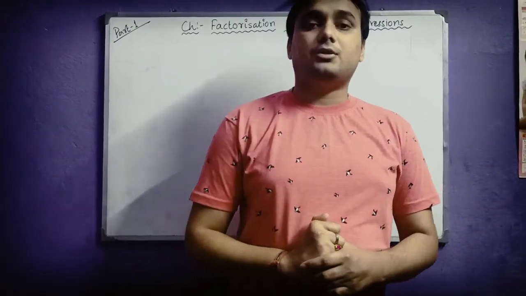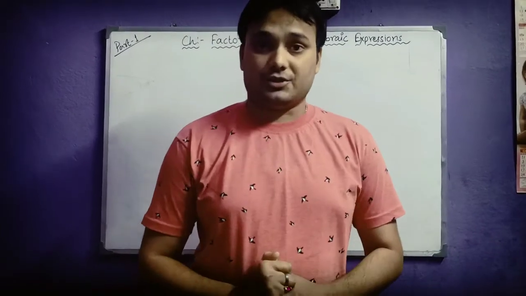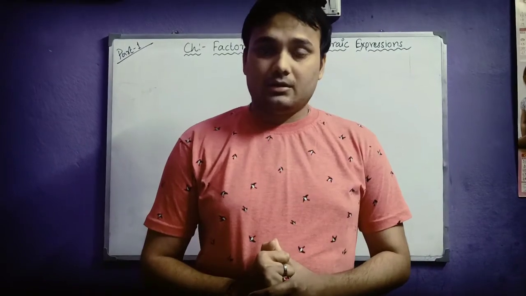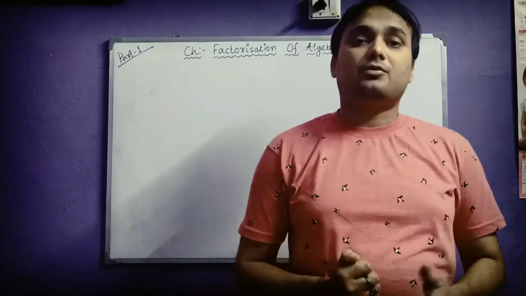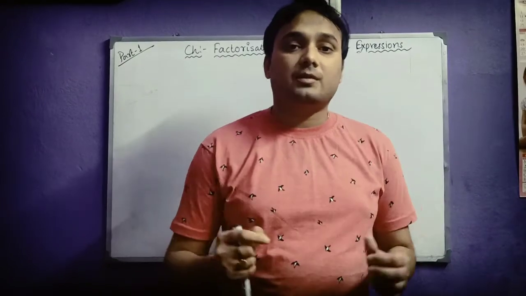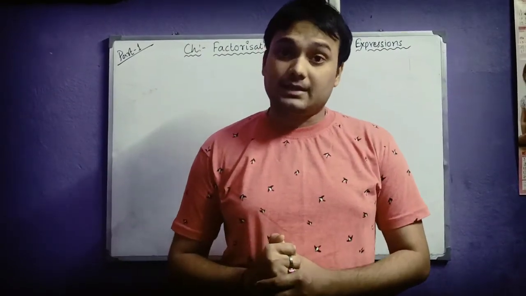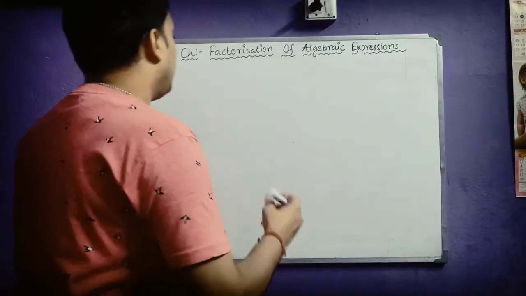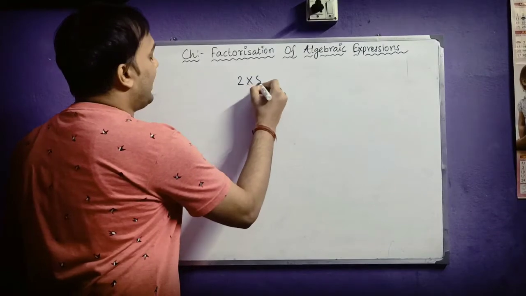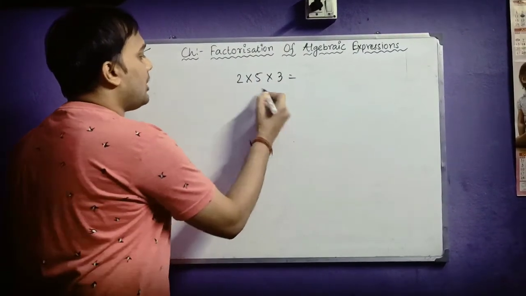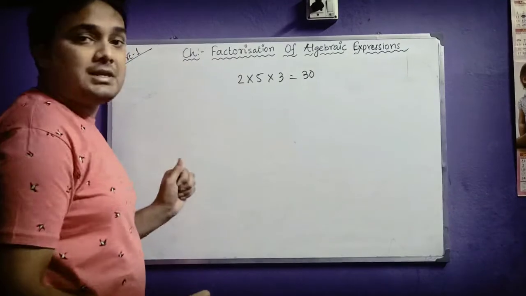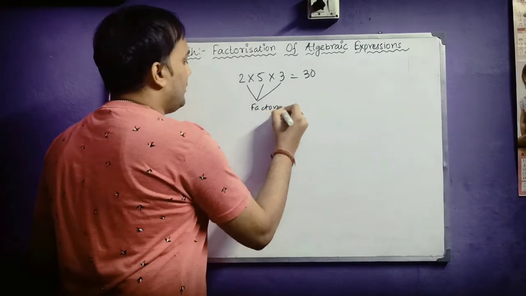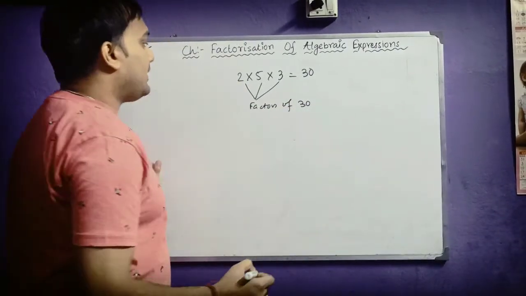But before that, we need to understand what is the meaning of factorization. When we multiply two numbers or three numbers, we get a product. So we can say that those numbers are the factors of the product. For example, if I take 2 into 5 into 3, that equals how much? 30. So we can say that 2, 5 and 3 are the factors of 30.